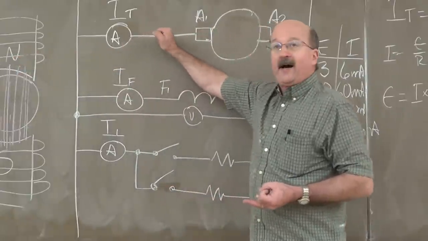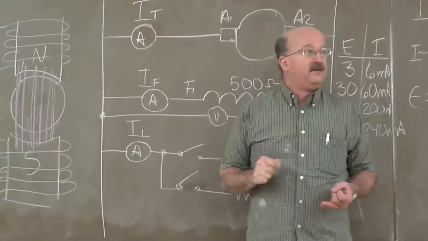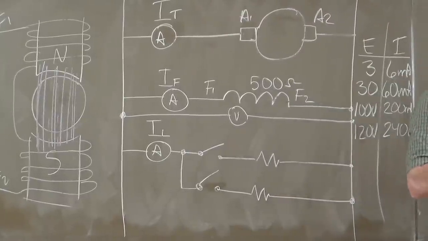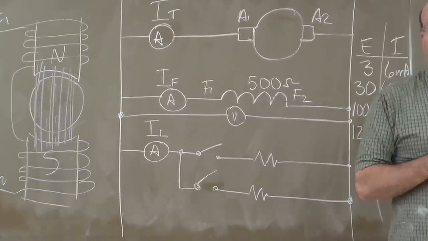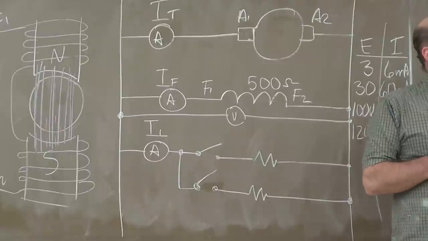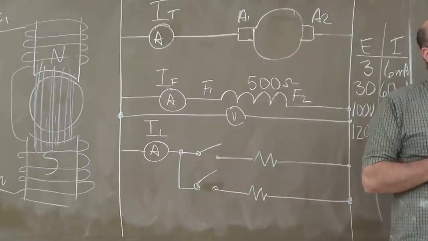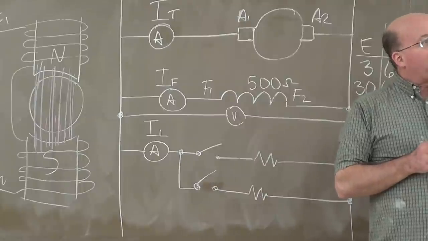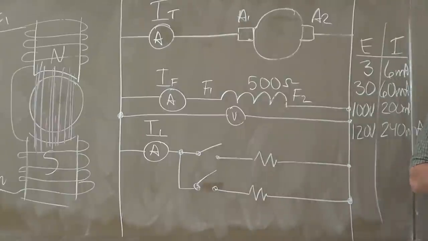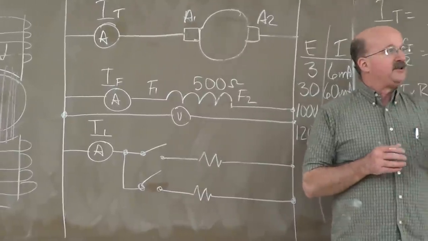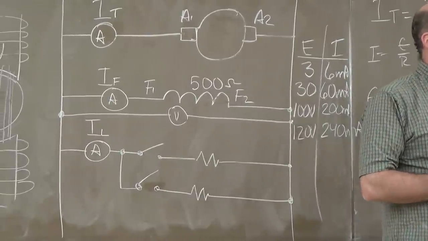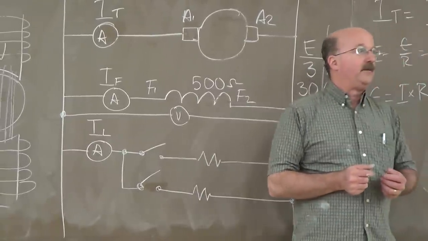Now, when we talked about our series field, we need to use large wire because you don't want a lot of voltage drop in there. So the series field is large wire and few turns. We're going to come back to the series field when we get to the compound generators, because the series field will primarily be used as a correction field. And you'll see what we're talking about in a little bit.